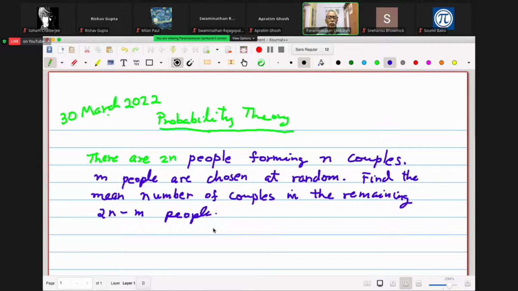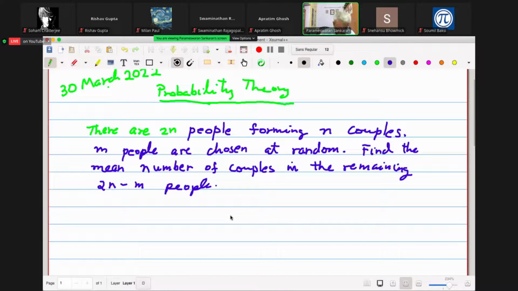Understand? Actually, the book says there are n couples and then m people are dead, and then find the mean of the number of surviving couples. But I don't like to say m people are dead. Why use such violent language? Even in language, we can be a little more peaceful.